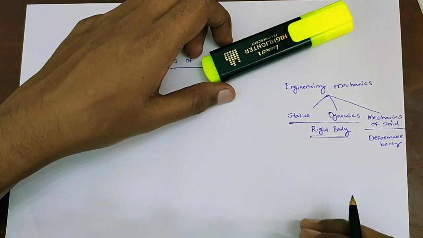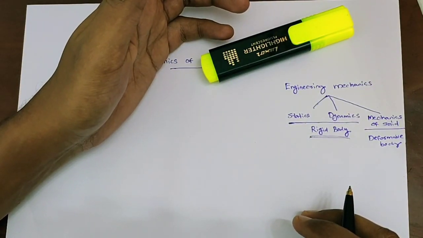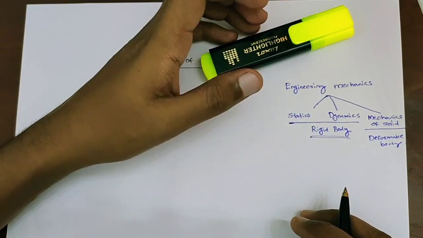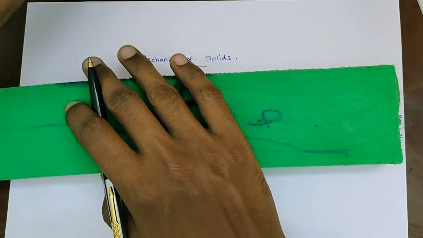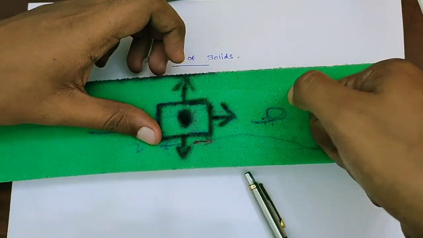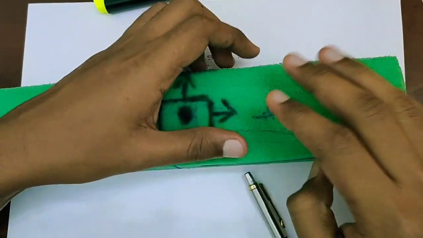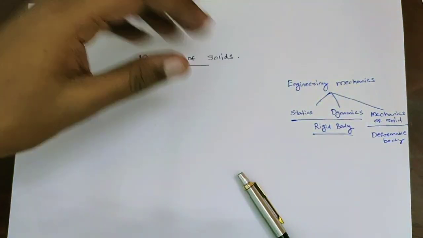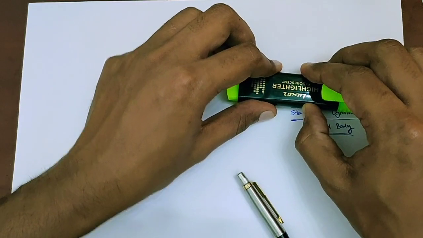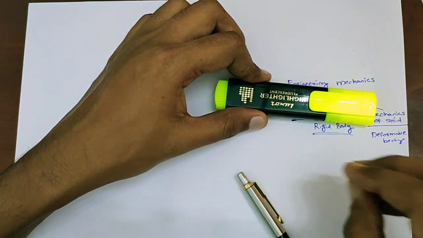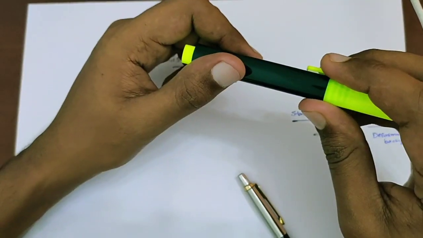So what is a deformable body? A deformable body is one that undergoes deformation, that means change in size and shape on the application of external force. For example, if we consider this sponge material, when I apply force on this sponge material, it starts to deform. So we can say this is a deformable body. Similarly, here I am applying the same force on this body, but we cannot see any type of deformation for this body. But if I apply a sufficient amount of load, this body also starts to deform.